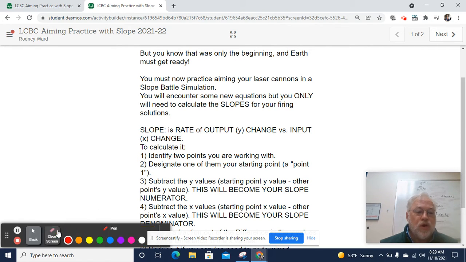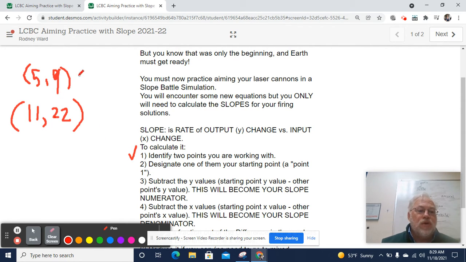I'll actually draw an example. Let's say we had the points 5, 9 and 11, 22. Those are our 2 points. So we've identified the points. That's step 1, check.